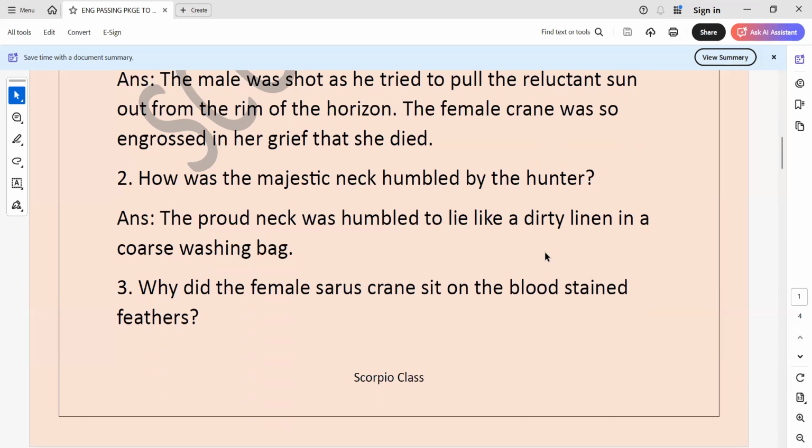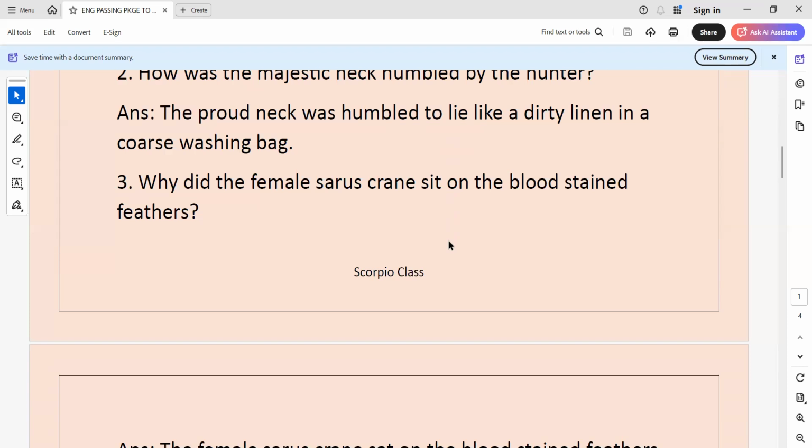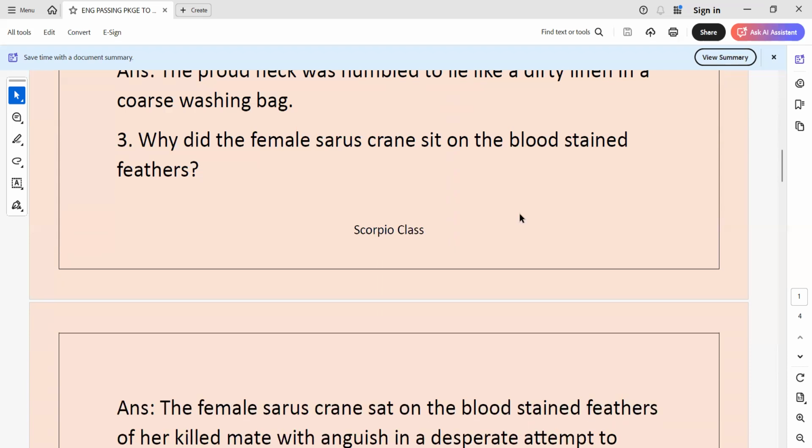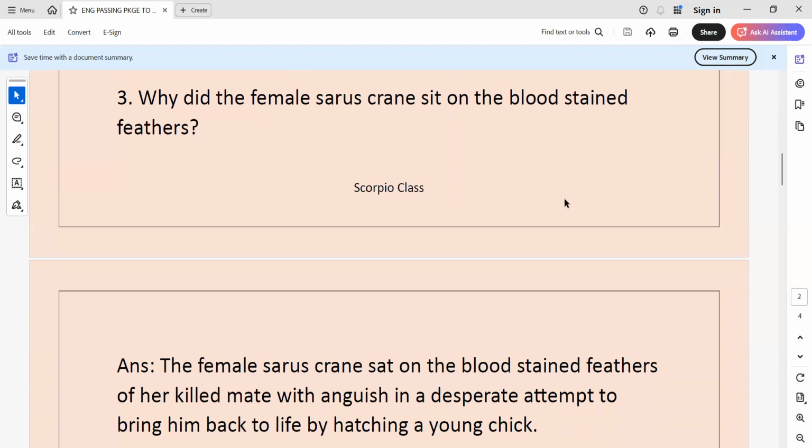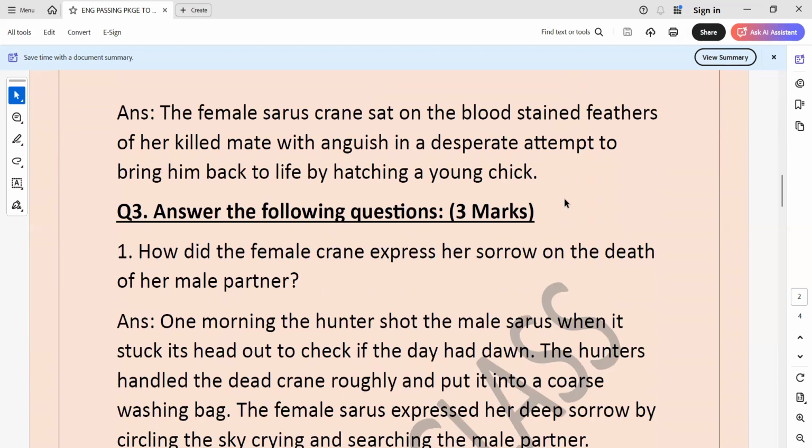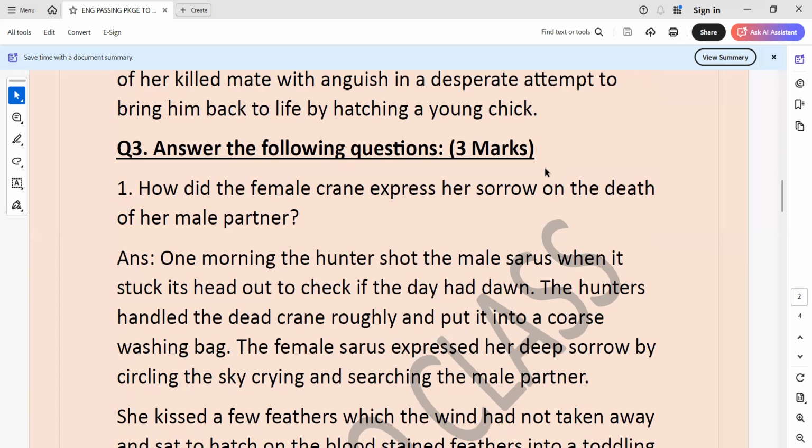Next question. How was the majestic neck humbled by the hunter? Answer. The proud neck was humbled to lie like a dirty linen in a coarse washing bag. Next question. Why did the female Sarus crane sit on the blood-stained feathers? Answer. The female Sarus crane sat on the blood-stained feathers of her killed mate with anguish in a desperate attempt to bring him back to life by hatching a young chick. Okay, so these were 2 more questions. Now let us see the 3 more questions.